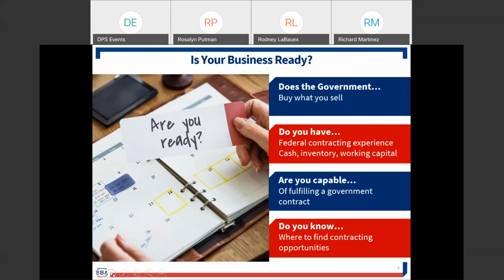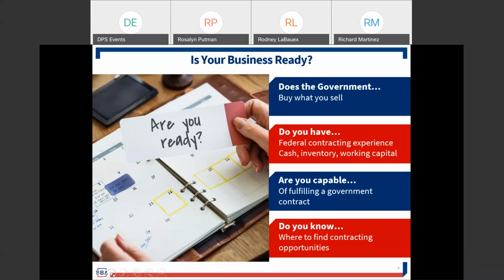Do you have available cash, regardless of whether it is in your pocket, bank account, or investment, that you can convert in 90 days? Does the government buy what you sell? Do your research. Identify 2 to 3 government agencies that buy your product or service. Do you know where to find government contracts? We're going to talk about that a little bit later.